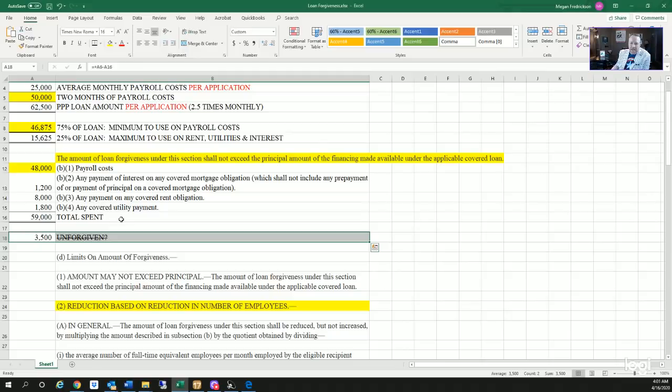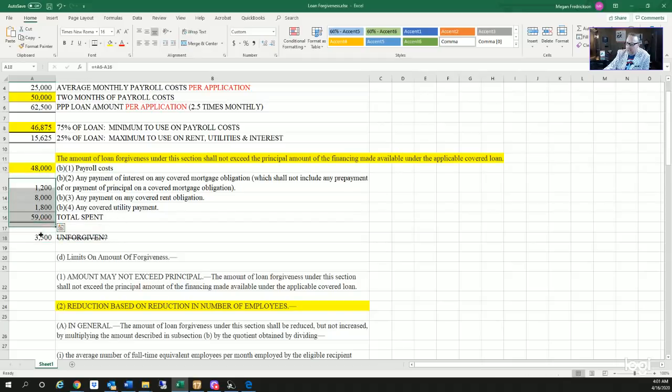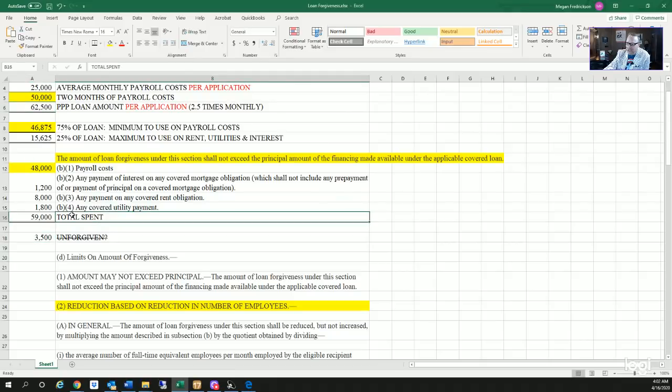You have to take into account the rest of this. So here's actually what was spent. You would think 3,500 is not forgiven, meaning you borrowed 62.5 and you spent 59.